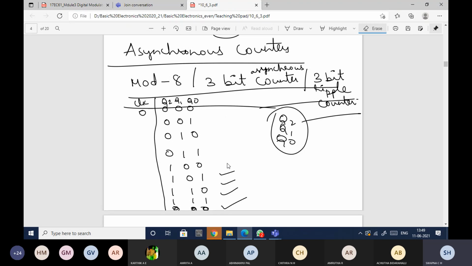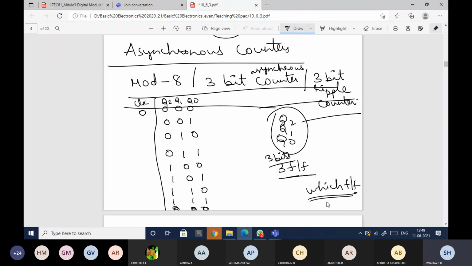Now I have identified how many flip-flops are required. Since I need 3 bits to design the mod 8 counter, I need 3 flip-flops. That is over. Now which flip-flop do I need to use? Out of the flip-flops, which one do I need to use? That is the next question. So how many flip-flops is over. Now which flip-flop do I need to identify? First Q0. How is the output? Just observe this complete output and tell me how is this.